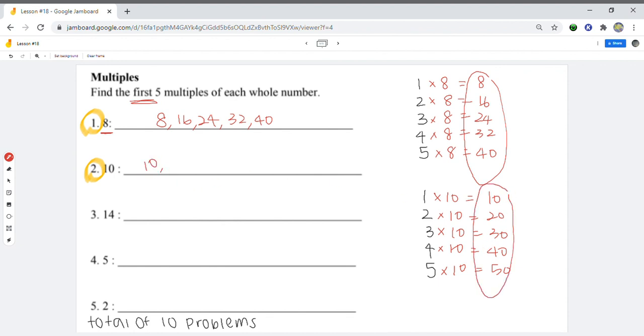So it's 10, 20, 30, 40, and 50. And that's it for today.